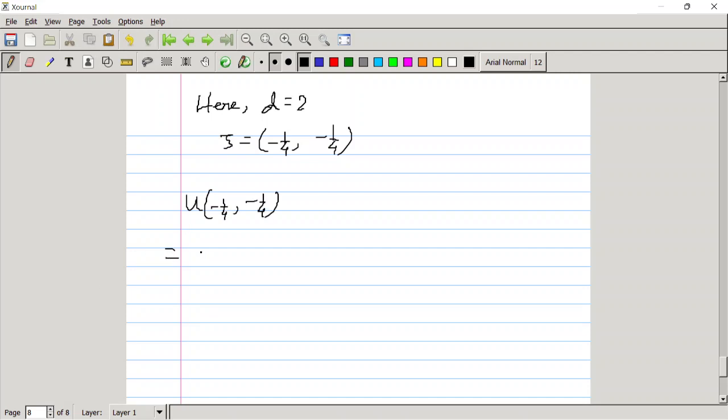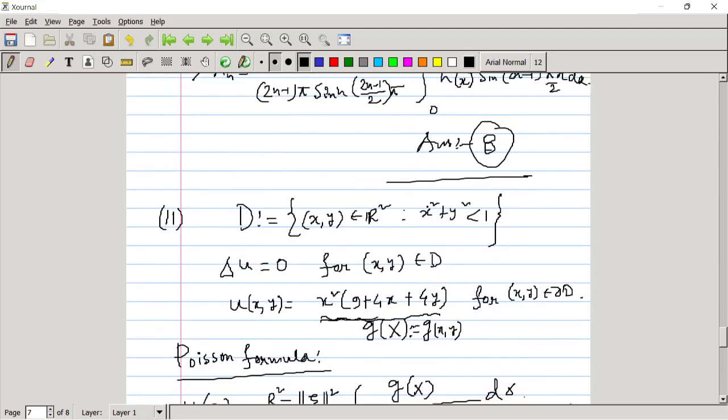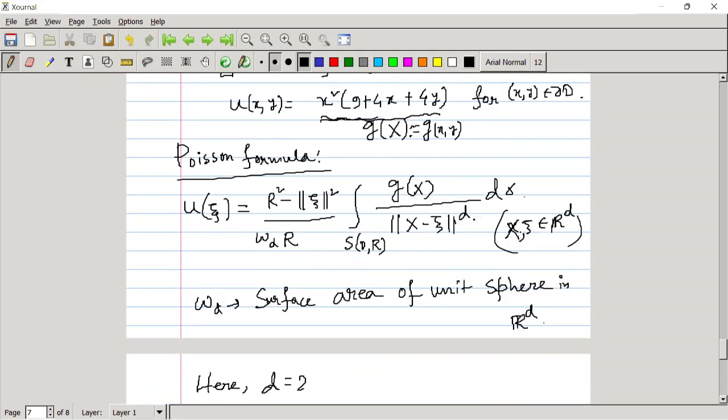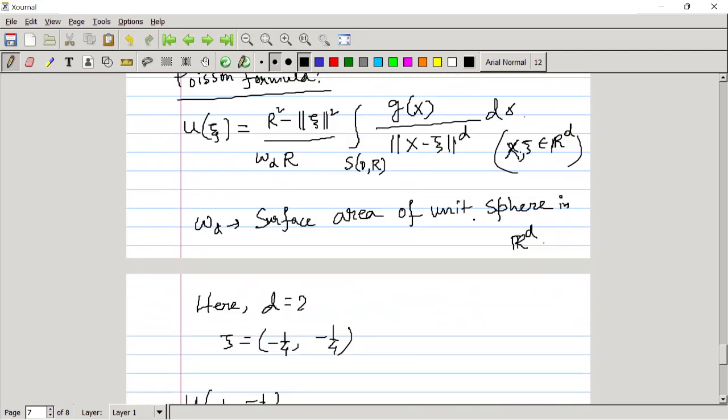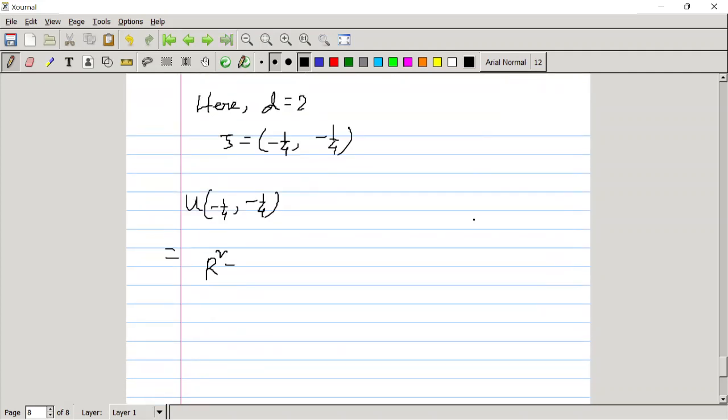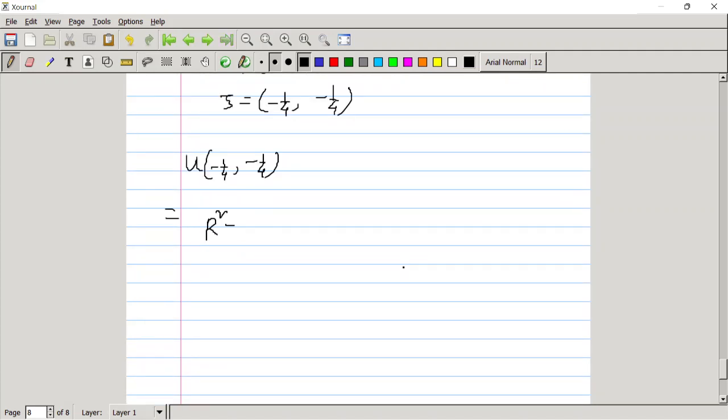This is equal to capital R square, minus here. Oh, first of all, here capital R is 1, because R means the radius. Radius is 1. X square plus y square less than or equal to 1 means the radius is 1. Okay. So here I got R square. I will put R equal to 1 later, after some calculation. So my xi is minus 1 by 4, comma minus 1 by 4. I am just putting it in the formula.